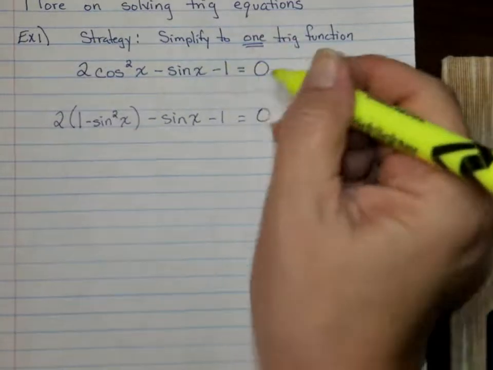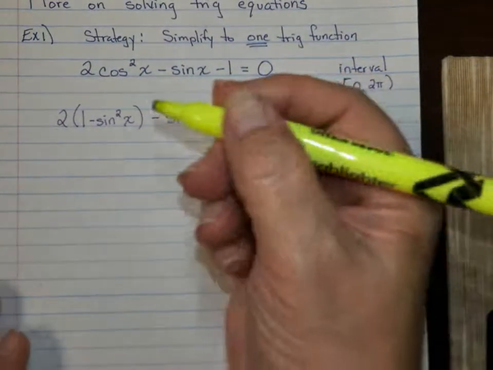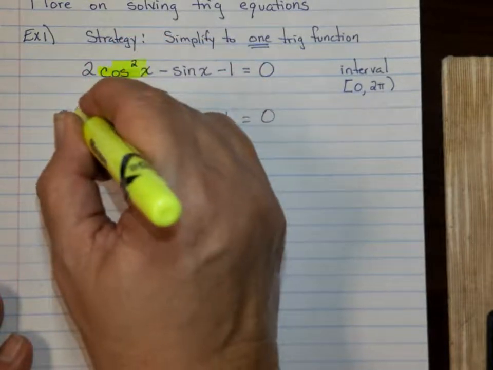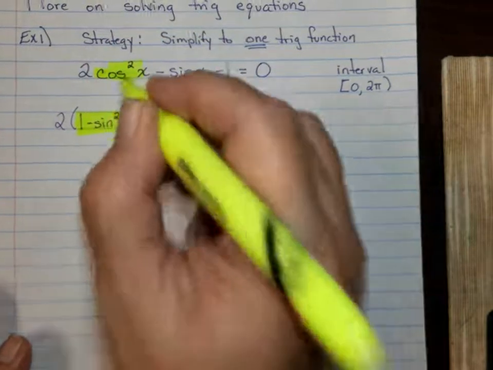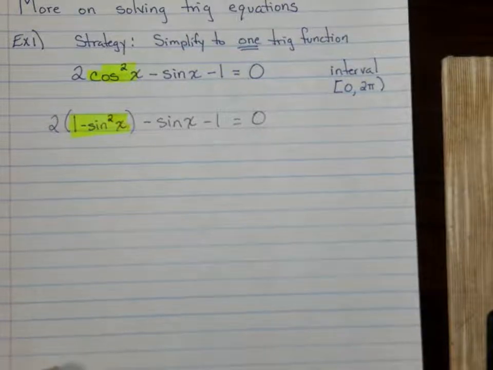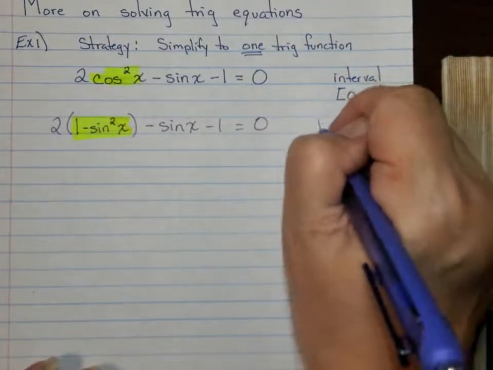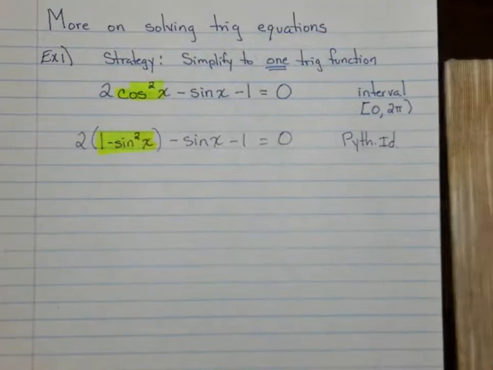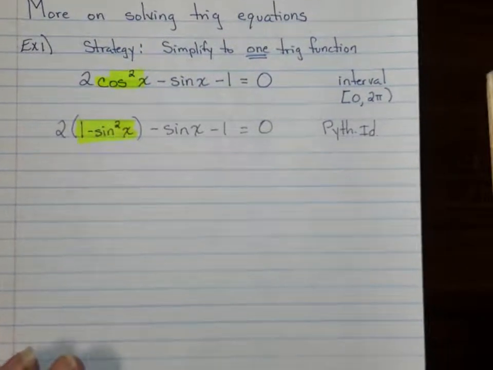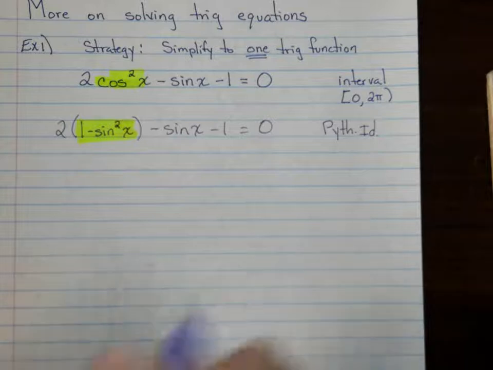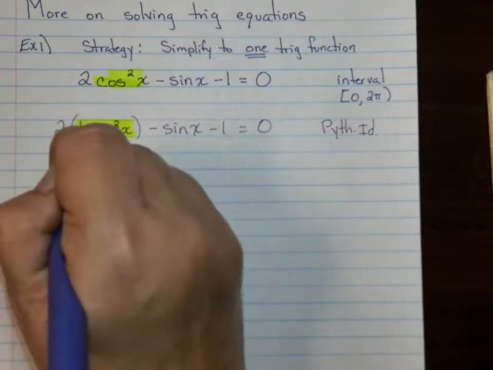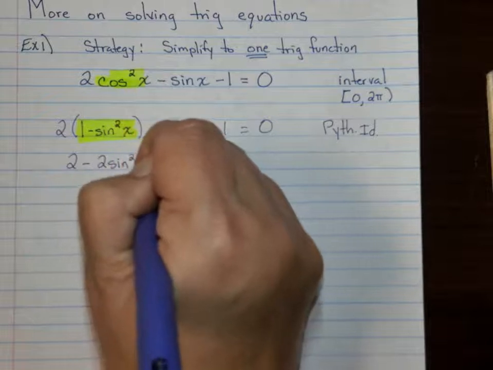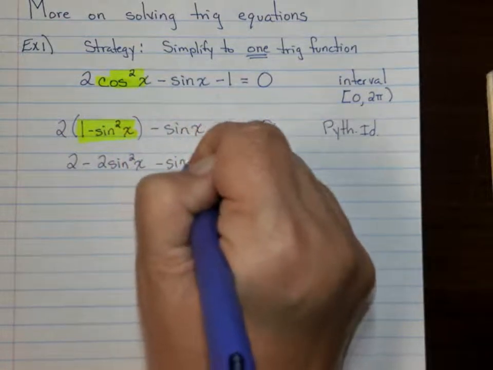Alright, so from line 1 to line 2, you can see the only thing that changed was cosine squared x was replaced with its equivalent expression, 1 minus sine squared x, and that came from a Pythagorean identity. Alright, that's the big part. Now we're just going to distribute the 2. Bring everything else down.